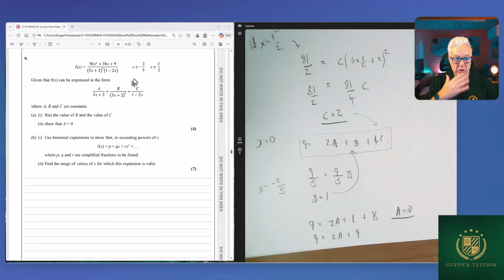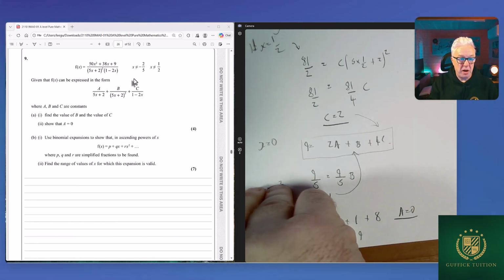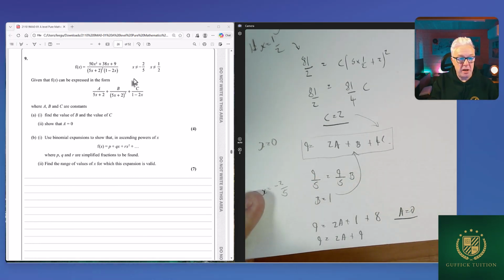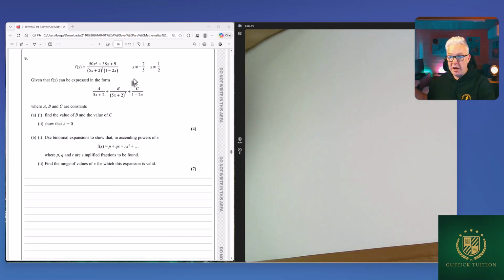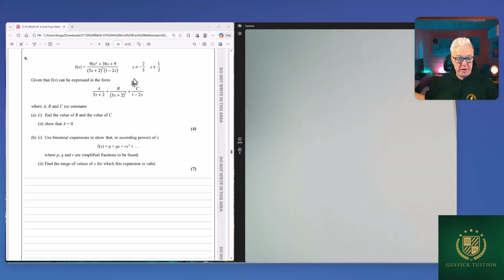So we've now solved that in order to find out what our values of A, B and C are. So part A has now been done because it says find the values of B and C and show that A is 0. So that's part A done. Now part B, it says use the binomial expansions to show in ascending powers of x that expression there.